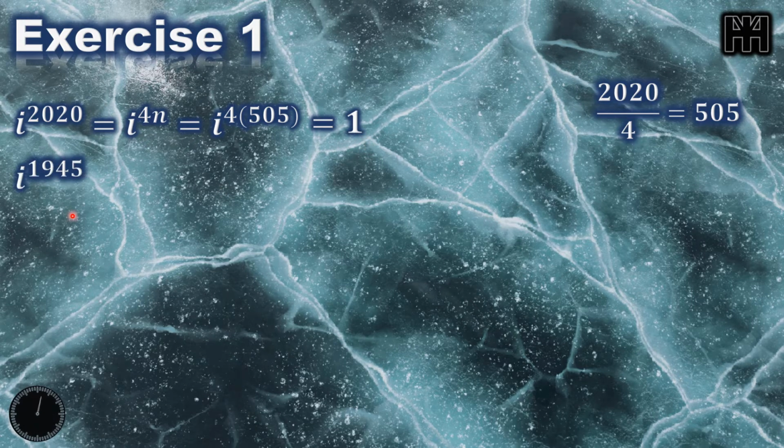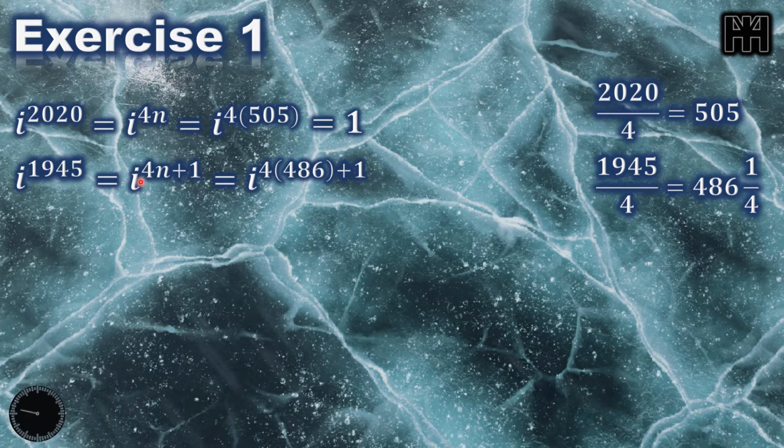Okay, i to the power 1945. Let's take 1945 over 4. It will give us 486 and 1 over 4. This is a remainder here. 1 over 4 is a remainder. So we can say it's i to the power 4 multiplied by 486, plus 1. It will give us i. As you remember, i to the power 4n plus 1 will always give us i.